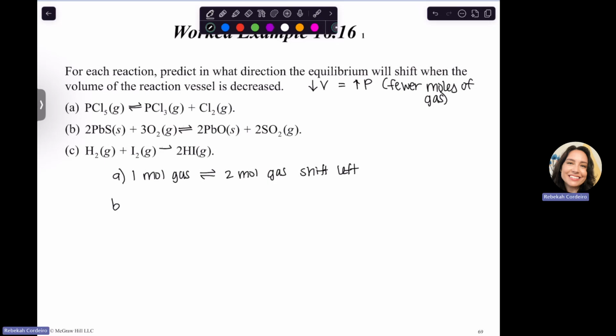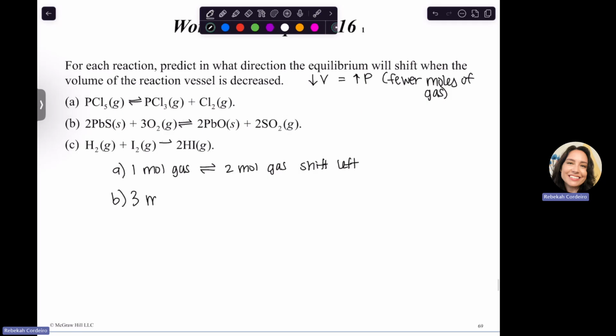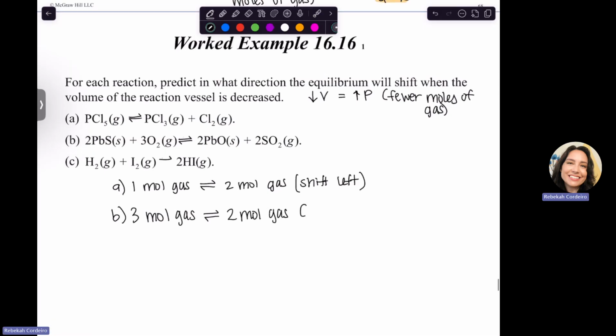All right, so for B, we have on the left side 3 moles of gas. Don't count solids and liquids, and you don't even count aqueous, you're only counting gas here when we're talking about pressure and volume, versus 2 moles of gas. So this would be a shift to the right because we're trying to lower the pressure again. I said shift right and wrote shift left, but it's shift right towards the smaller moles of gas. So we're going to shift towards fewer moles of gas.